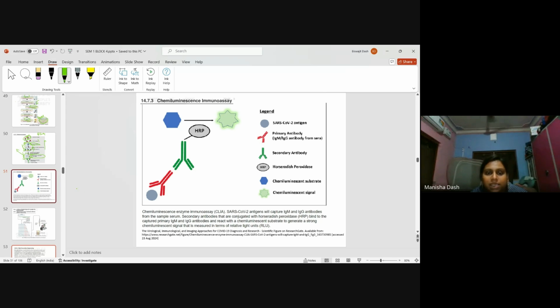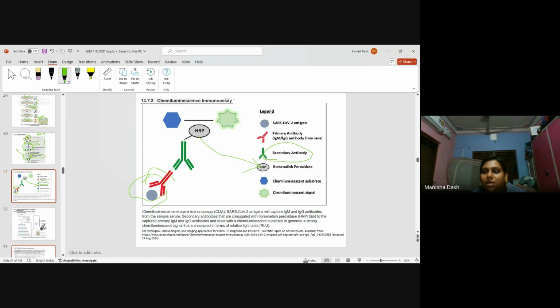Now coming to the next type of immunoassay, that is your chemiluminescence assay. Like all the assays, they are more or less similar only. Here also you have an antigen and you are using a complementary antibody or primary antibody. Then you are using a secondary antibody and an enzyme, that is HRP, which stands for horseradish peroxidase. Horseradish peroxidase and alkaline phosphatase are the enzymes that are frequently used in this ELISA.